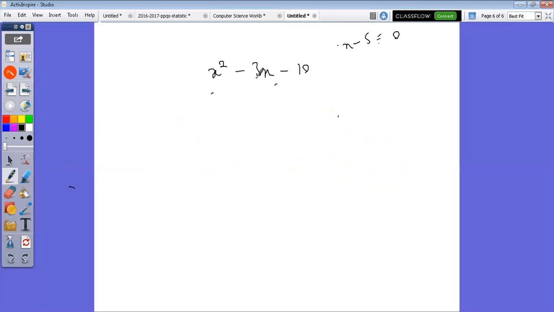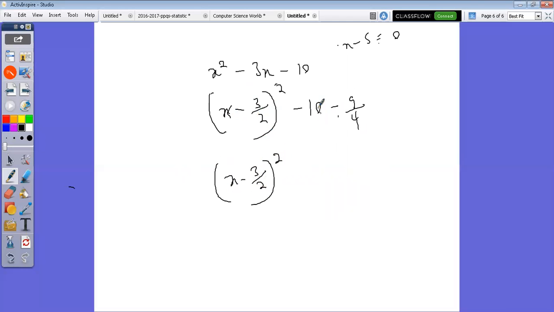Now, half of that is x minus 3 over 2, squared, minus 10 minus the square of that. What's the square of that? 9 over 4. Clear? So x minus 3 over 2 squared. What is 10 minus 9 over 4? Negative 49 over 4.